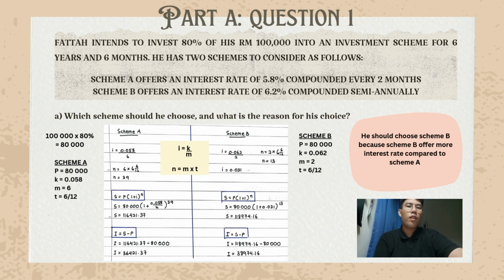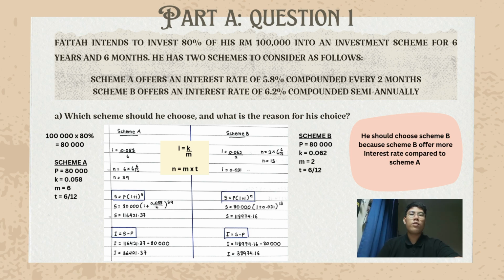Part A, question 1. Fatah intends to invest 80% of his RM100,000 into an investment scheme for 6 years and 6 months. He has two schemes to consider as follows. Scheme A offers an interest rate of 5.8% compounded every 2 months. Scheme B offers an interest rate of 6.2% compounded semi-annually. Question A. Which scheme should he choose and what is the reason for his choice?